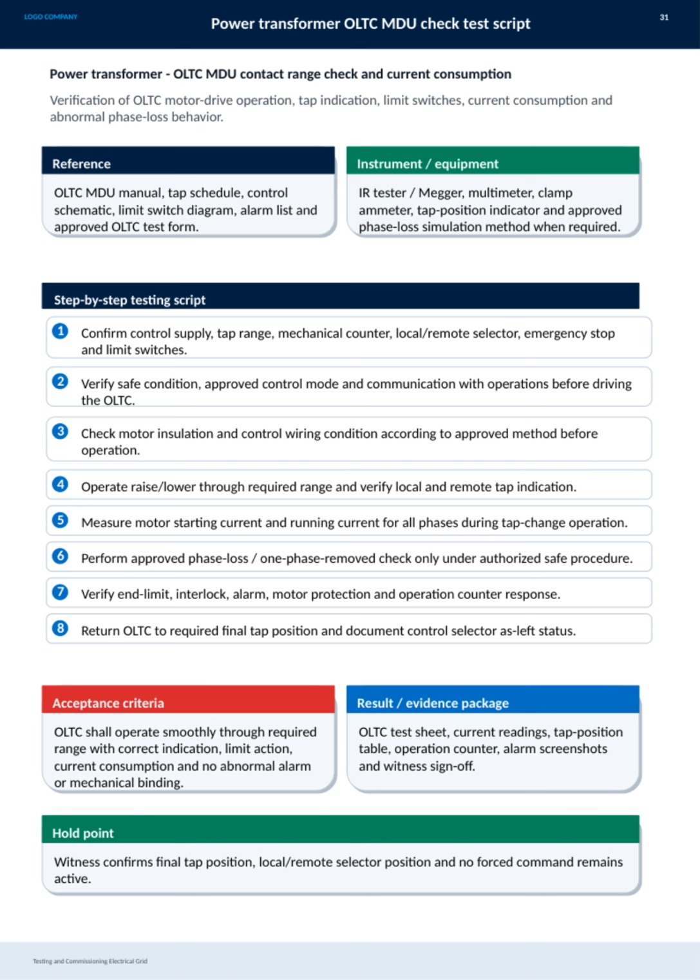The OLTC must operate smoothly across the full range with accurate indications, proper limit actions, and normal current consumption, without abnormal alarms or mechanical binding. For documentation, the result package includes the OLTC test sheet, current readings, tap position tables, operation counters, alarm screenshots, and witness sign-offs. The hold point requires that a witness confirms the final tap position, selector status, and that no forced commands remain active. This ensures the OLTC is thoroughly tested and fully commissioned before returning to service.